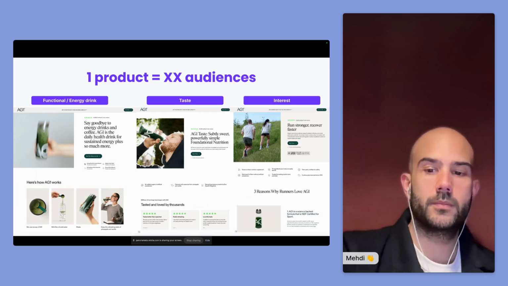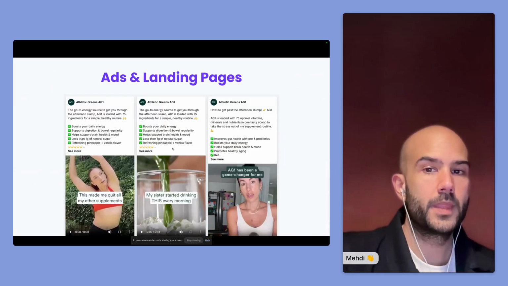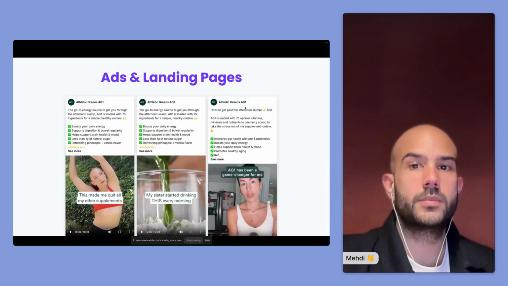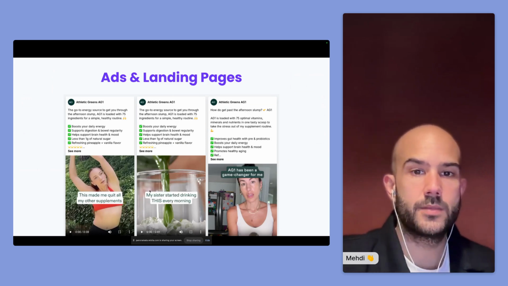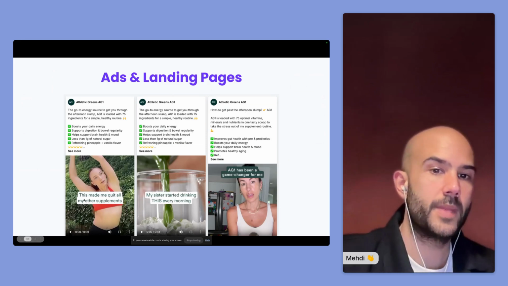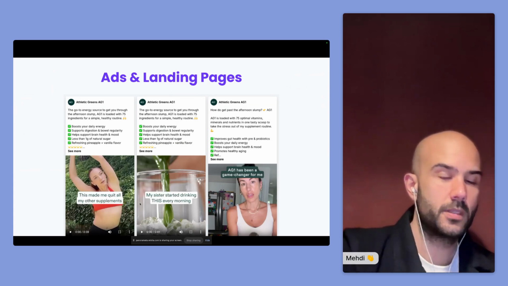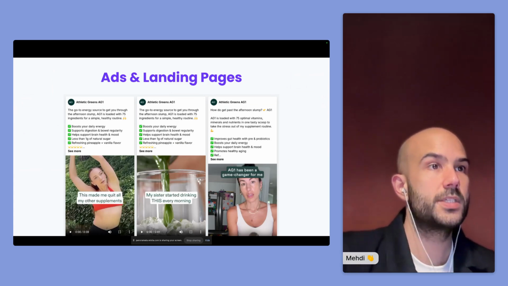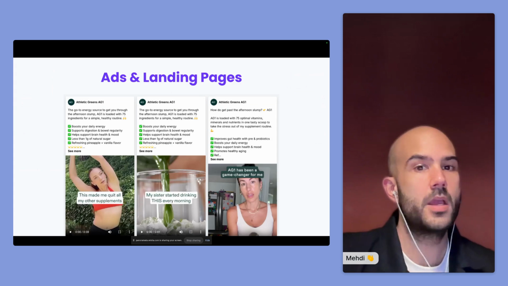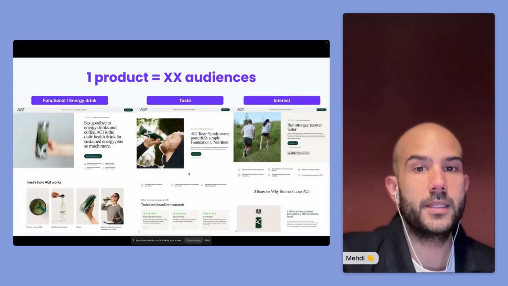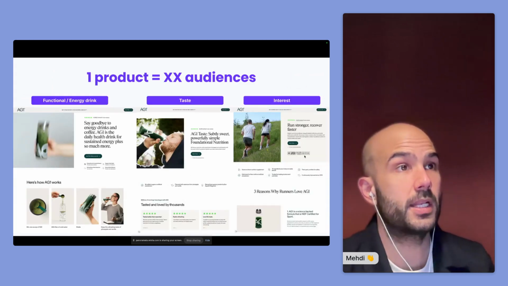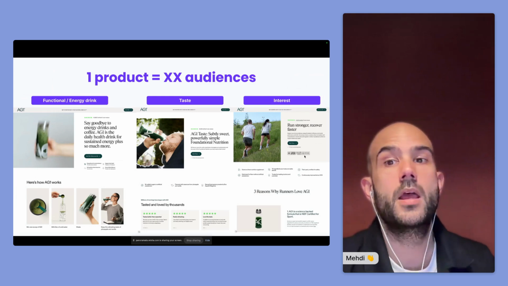And on top of the ads that they're running, this is for targeting afternoon slump. This is for my sister. This made me quit all my other supplements. It's essentially exactly the same product. They're just conveying different value propositions, different angles, different triggers for each one of their ads. And then you can see that they're also creating specific landing pages for each one of these ads as well.